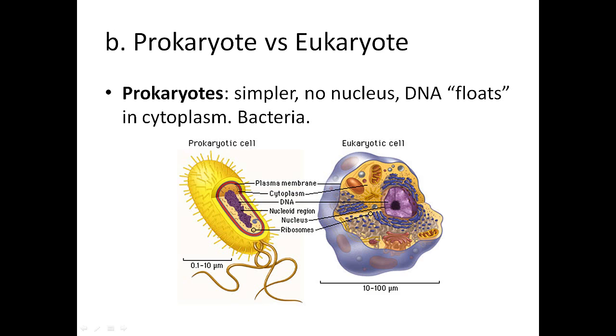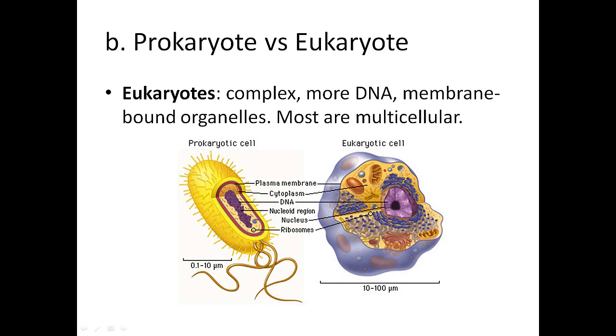Again, prokaryotes are simpler. They don't have a nucleus. They don't have a space that holds the DNA, so it just kind of floats around. It's called a nucleoid. You can see in the picture to the left here, it's this purple area. Bacteria are the only things that are prokaryotes. And it's really important that you get this difference straight because it's going to come up all year long.